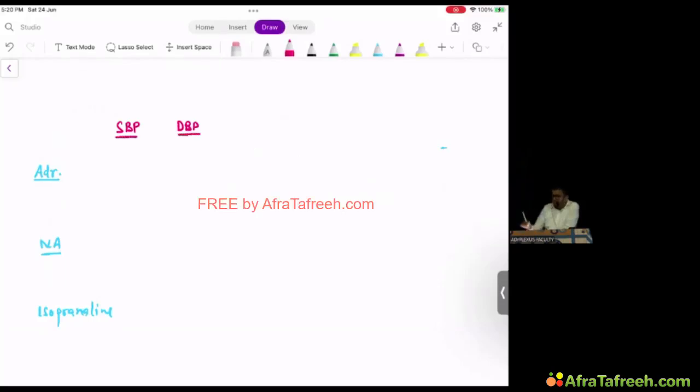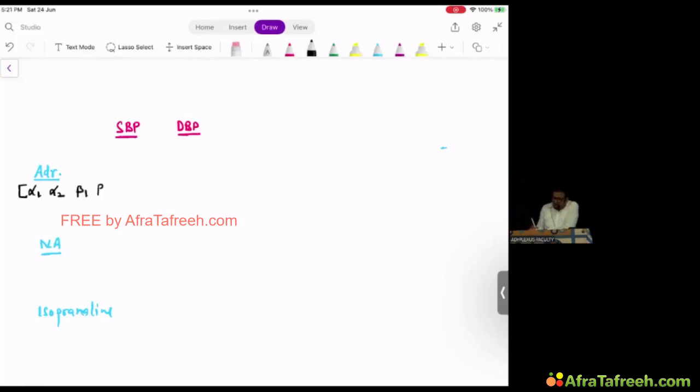Now let us see. Adrenaline starts with A for all. Adrenaline acts on all the adrenergic receptors: alpha 1, alpha 2, beta 1, beta 2. A for all. So it stimulates all adrenergic receptors.